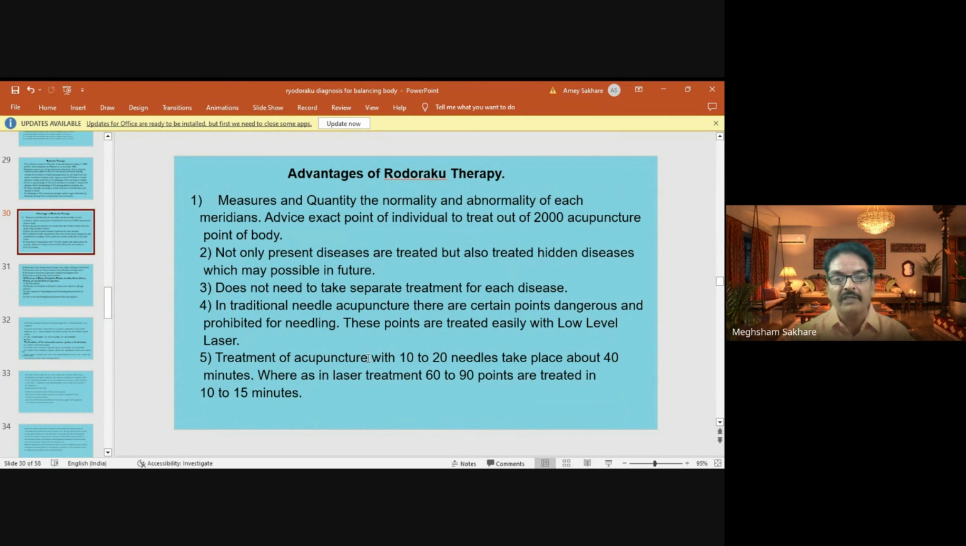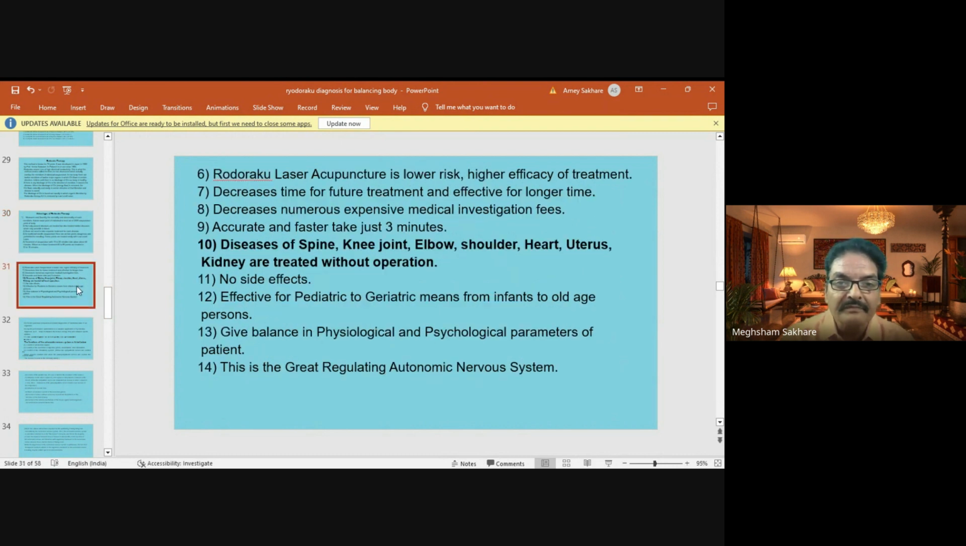Treatment of acupuncture with 10 to 20 needles takes about 40 minutes, whereas in Rodoraku laser treatment, 60 to 90 points are treated in 10 to 15 minutes. Rodoraku laser acupuncture has lower risk, higher efficacy of treatment, decreases the time of future treatment and is effective for a longer time, decreases numerous expensive medical investigation fees. It is accurate and faster, just takes 3 minutes to balance the body.